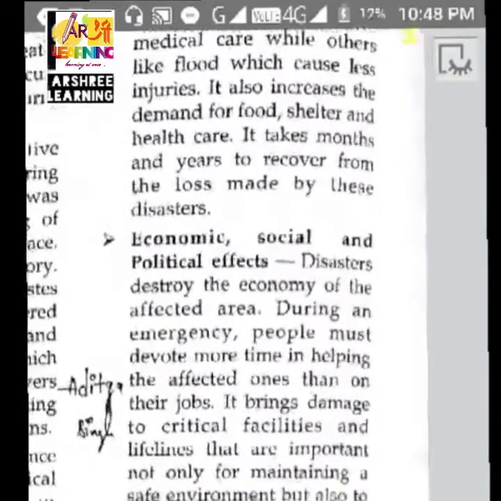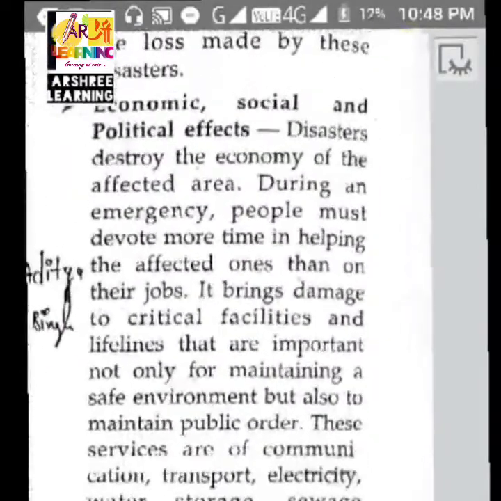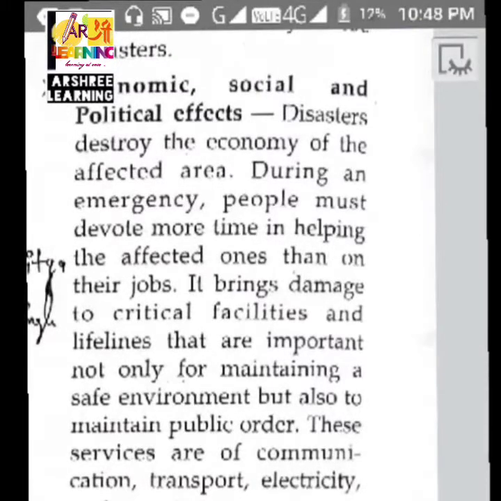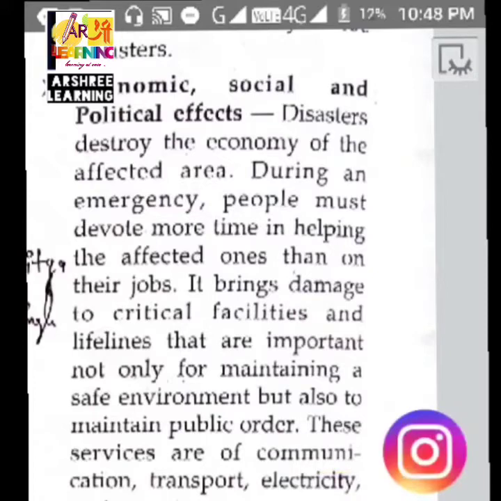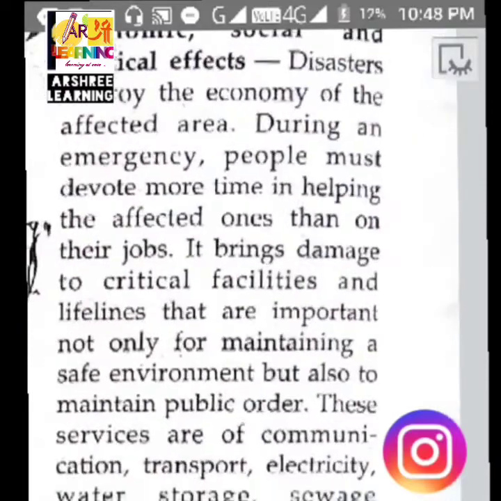Another effect of a disaster is economic, social and political. Disasters destroy the economy of the area. During an emergency, people must devote more time to helping the affected ones instead of being on their jobs. It brings damage to critical facilities and lifelines, which are important not only for maintaining the environment but also for maintaining public order. These services are communication, transport, electricity, water, storage. All these things are affected because of a disaster. So these things, which are important for humans, have to be restarted whenever there is a disaster.